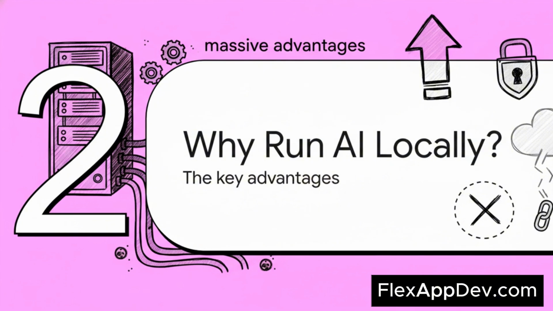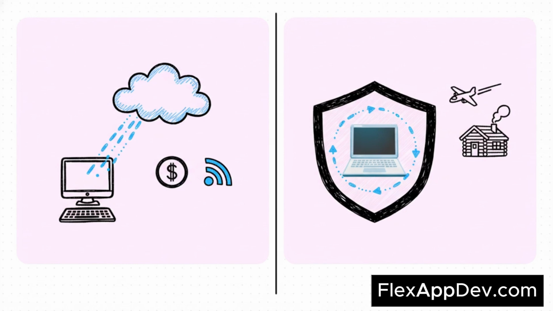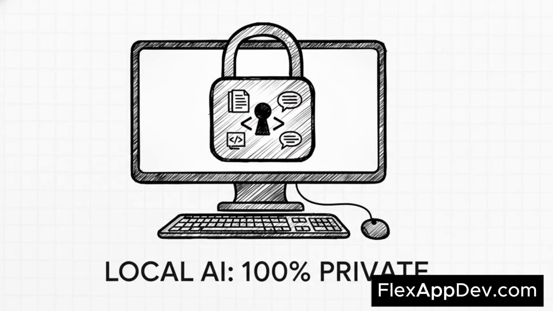But hey, what's in it for you? I mean, why should we even bother with all this? Turns out there are some massive advantages, things that those cloud services just can't offer. And just at a glance, the difference is pretty stark. With Cloud AI, your data goes to their server. You're paying a subscription, you have to be online, and you're stuck with their rules. With a local AI, your data stays with you, it's free to run, it works anywhere, and you're the one in control.